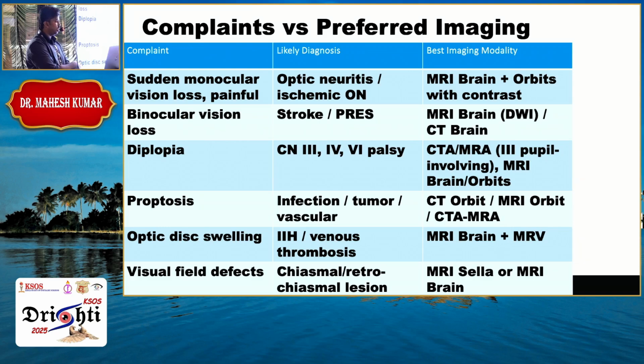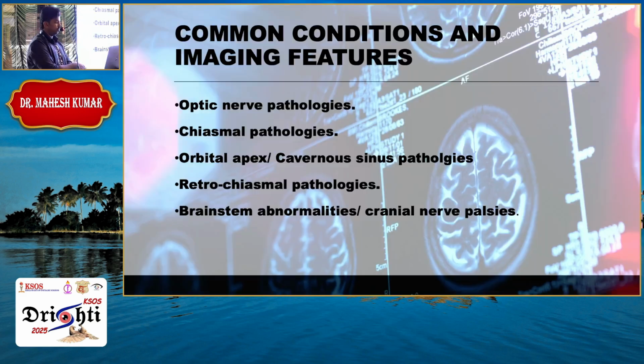And optic disc swelling, papilledema, idiopathic intracranial hypertension, or any venous thrombosis can be the cause. You should go for MRI brain and MRV. And for visual field defects that are chiasmal and retrochiasmal pathologies, you should go for MRI sella or MRI brain.